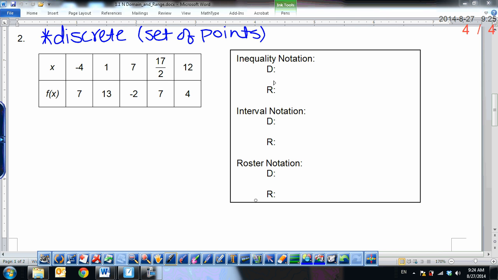What's nice is that I can't use inequality or interval notation with discrete data because the numbers are just these isolated numbers. It's just these 5. I can't say it's everything between -4 and 12 because then I've included things that aren't in my data. So I can't use inequality and I can't use interval notation with discrete data.